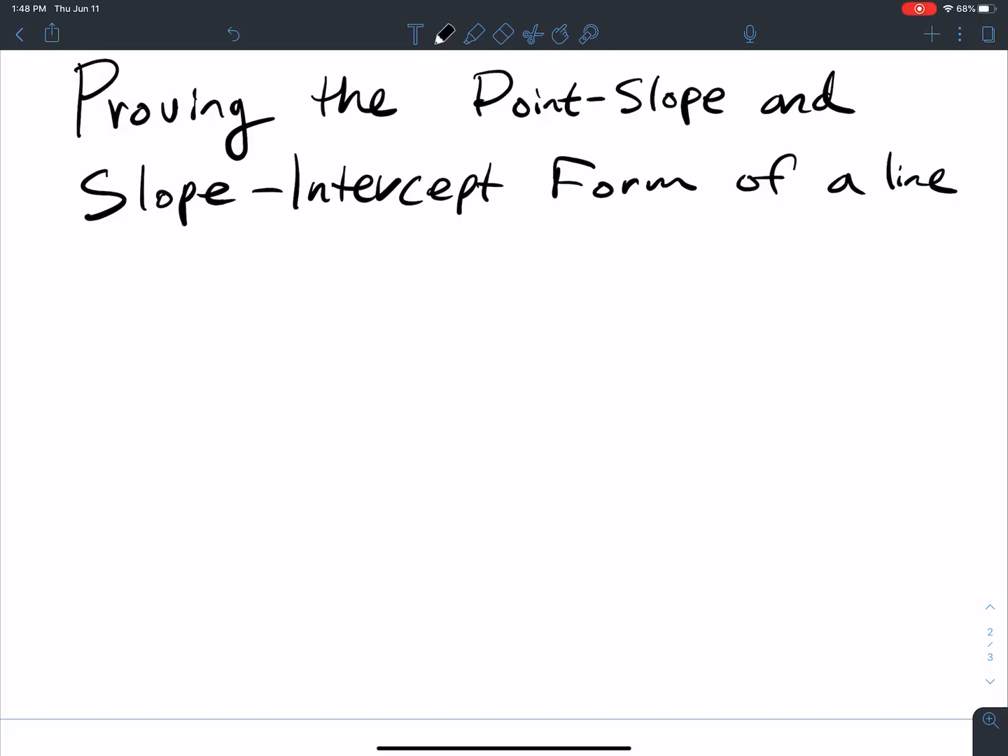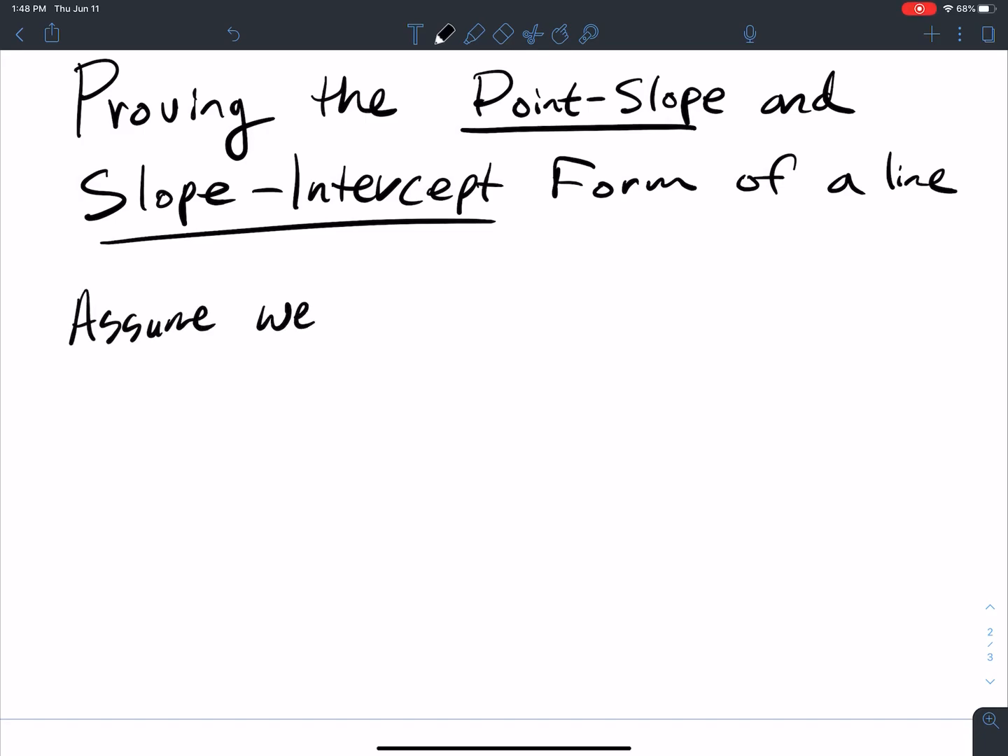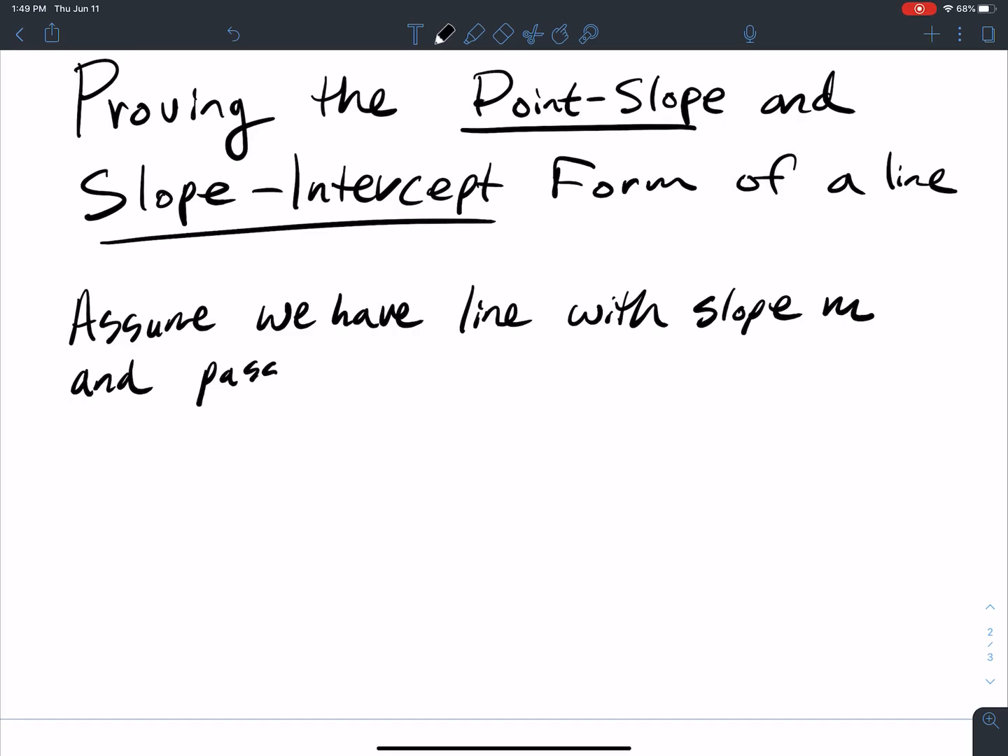Here we're going to be proving the point slope and then the slope-intercept form of a line. So first I want to assume we have a line with slope m and it passes through a point x1, y1. So in a picture, what does this look like?